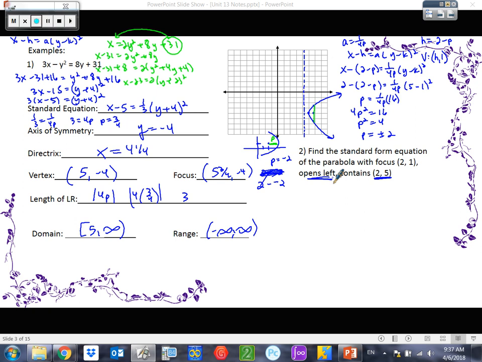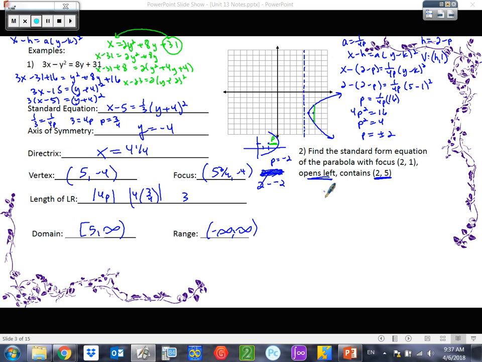Now, I'm just going to say it's not always going to be like plus or minus 2. The one that I gave you on your daily work has 2 different numbers. How are we going to know which one to use? We're going to know by which way it opens, right? That's how we're going to know whether to use the positive p or the negative p. Okay, we're all clear on that?